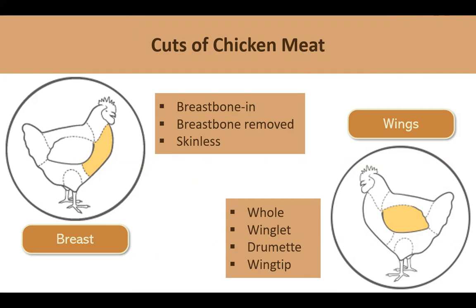Wings can be broken down into three parts: wingtip, winglet, and wing drummet. The breast can also be broken down further and the tenderloins removed. The portion without the tenderloin can be split and pounded into a thin cutlet known as paillard.